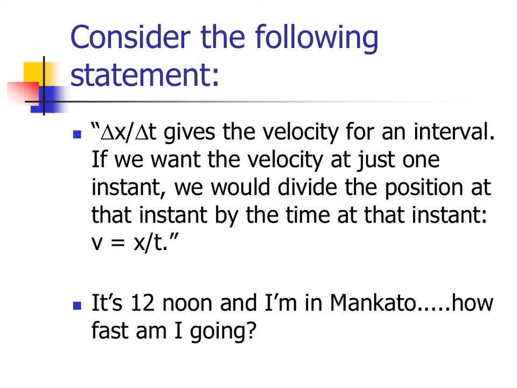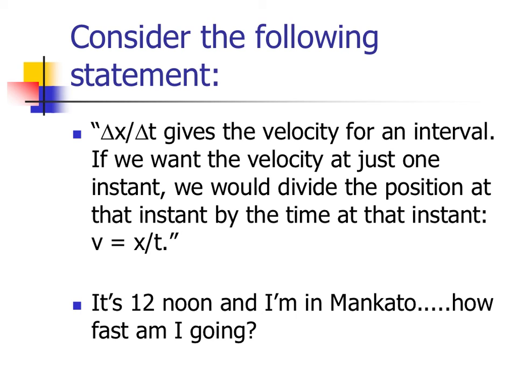Now, the reason why that is the instantaneous velocity is because we have a position at an instant in time. It doesn't help us kind of the whole, it's noon, how fast am I going? You don't know, right? You need to know more. Okay? When it comes to finding that instantaneous velocity, you need a time interval to help us out. The fact that I'm in Mankato at noon doesn't mean anything.